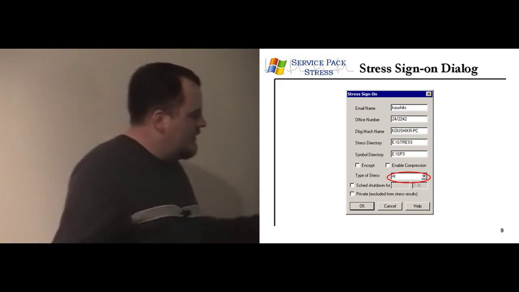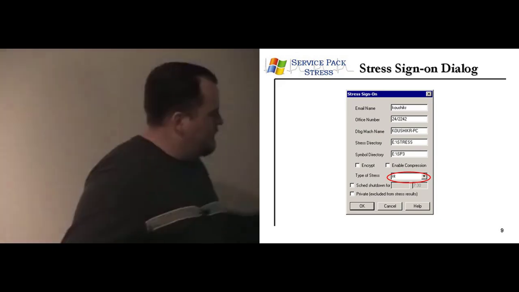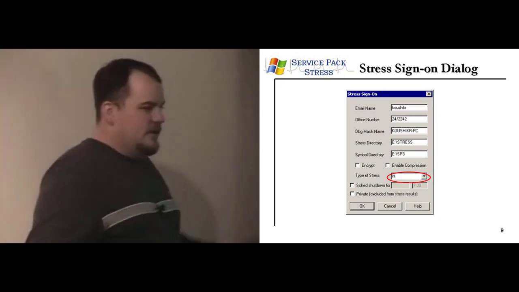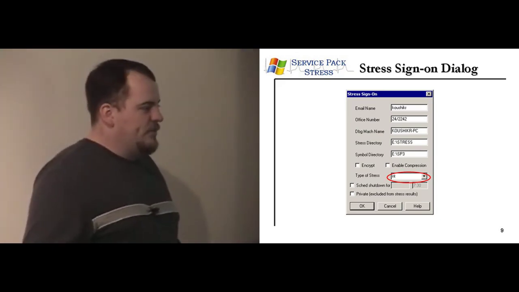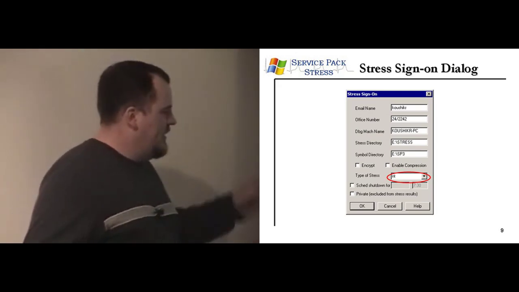A lot of these other options we pretty much just leave as they are. Encrypt and enable compression are for different types of testing, and certain people use them, but for the common stress participant, we don't touch them.